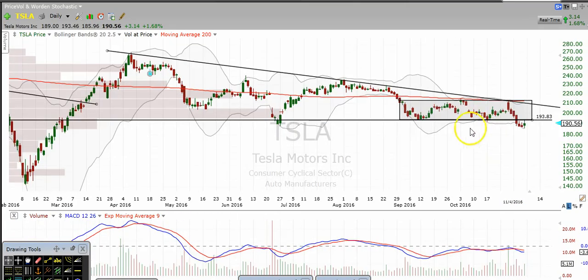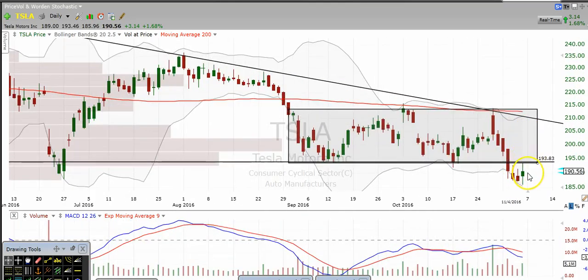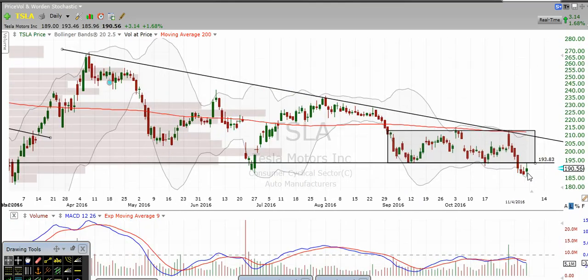Now, we not only have that downtrend, but we broke below this little box. We've been trading in a box right here, and we broke below it, and we retested it on Friday right there. I believe this trend will continue to the downside, and this 193.80 or so level is the level that you want Tesla to hold below in order to remain in a bearish level.